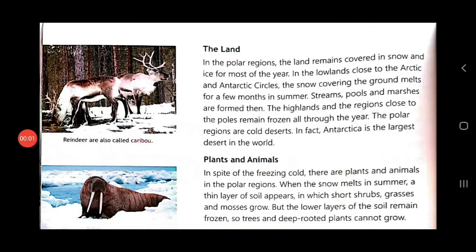In the lowlands close to the Arctic Circle and Antarctic circles, the snow covering the ground melts for a few months in summer. Now they are talking about the lowlands, okay, lowlands which are close to Arctic Circle and Antarctic circles, okay. There the snow covering the ground, वहाँ पे जो snow है जो ground को cover करती है, that melts for a few months in summer, वो कुछ महीनों के लिए summers में पिघलती है.